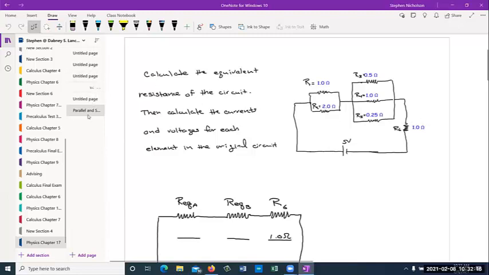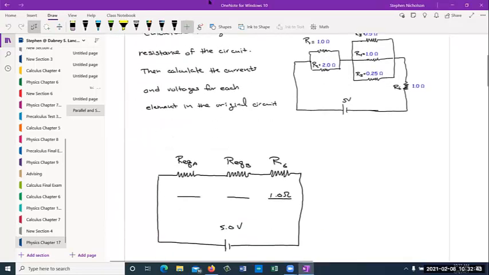This is called parallel and series resistance activity. It's the one right after the capacitance one. And we have 5 volts. So the question is, ultimately, as I said earlier, how much voltage is across each one of these resistors and how much current flows through each one of the resistances.